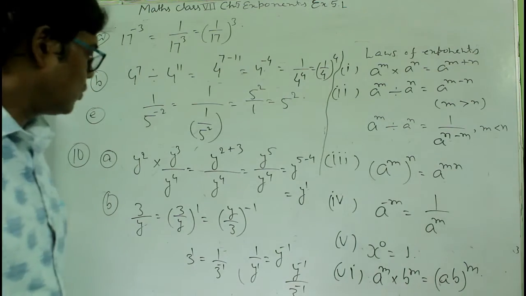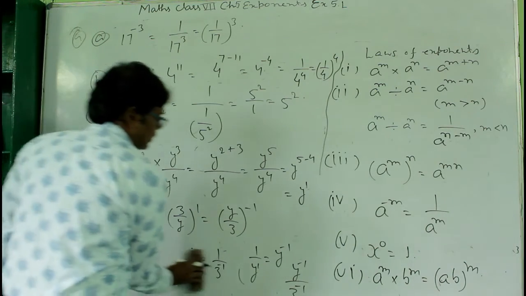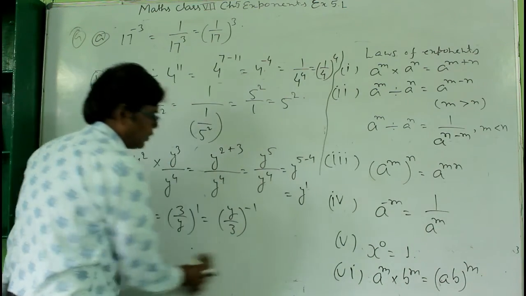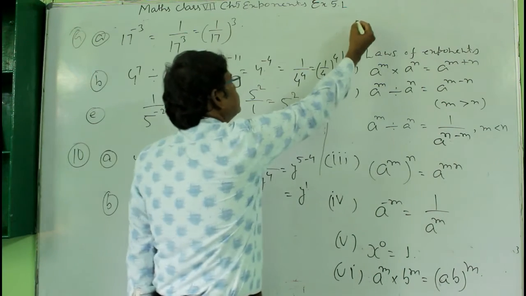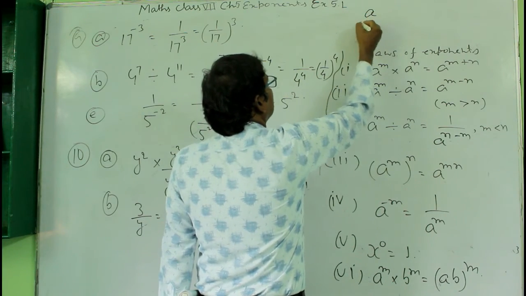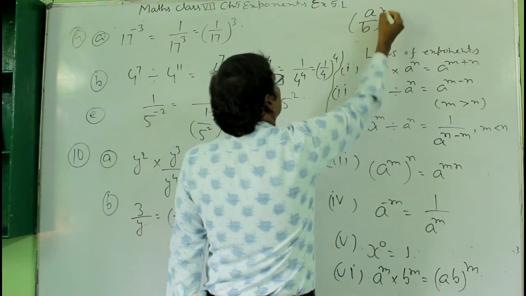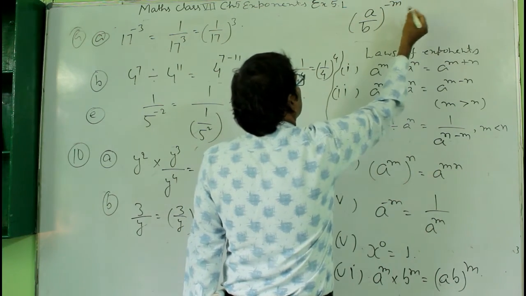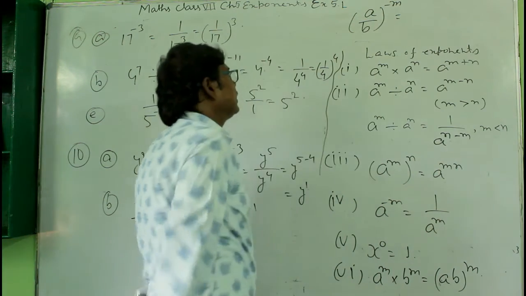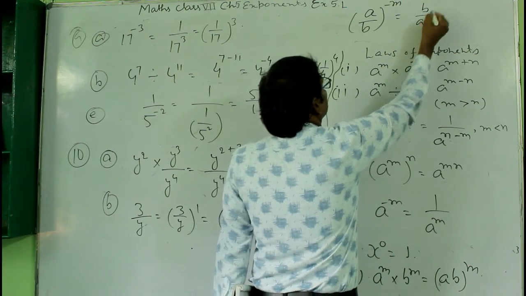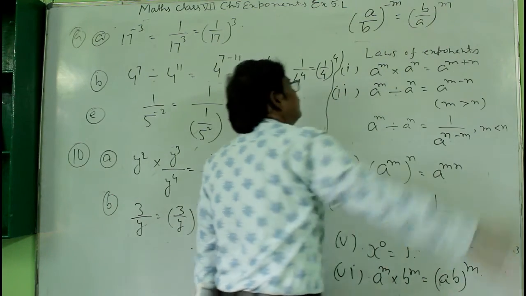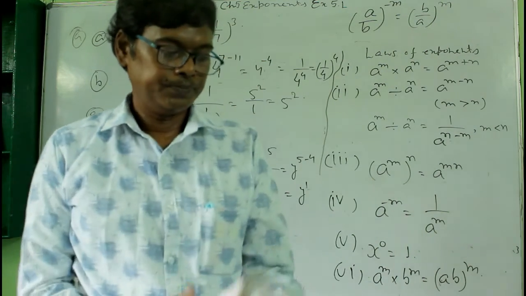Or simply, you must remember this one fact: if you have any rational number, suppose a by b, with the exponent, suppose, minus n, which is negative, then if you reverse it, that is b by a, the exponent will be positive. So remember this also.